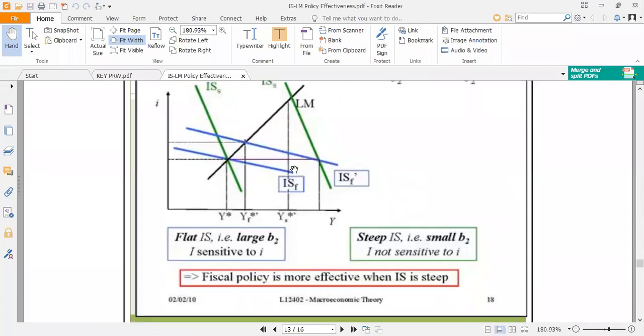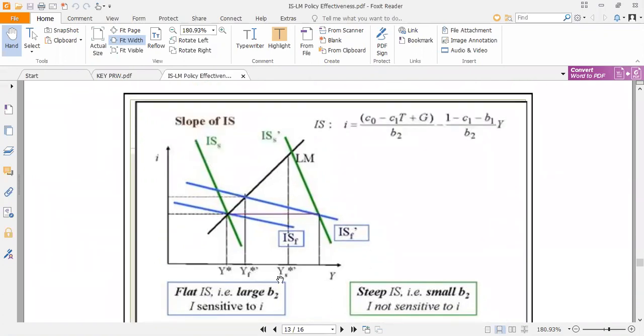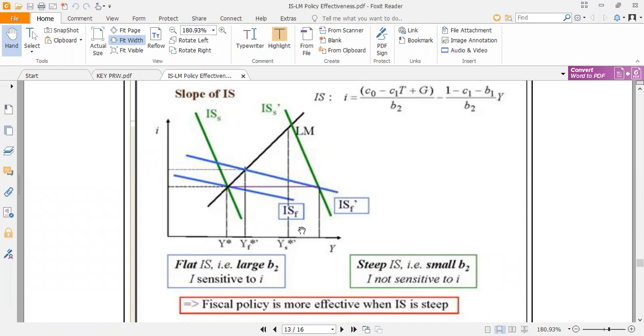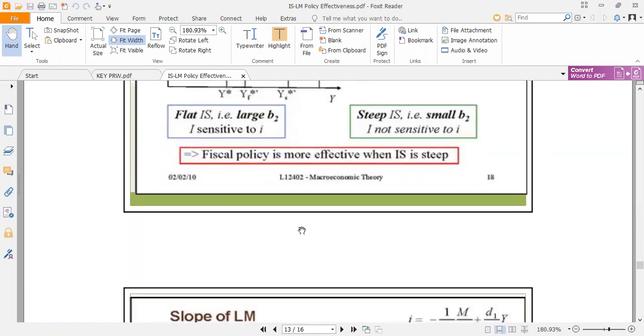So comparing the two, on the steeper IS curve, after the increase in government spending, this is the new equilibrium point. So income has increased from Y star to YS star. On the flatter IS curve, income has increased from Y star to YF star. So we can see that the fiscal policy on the steeper IS curve resulted in a higher income level, which makes the policy more effective on the steeper IS curve. So the fiscal policy is more effective when the IS curve is steep.